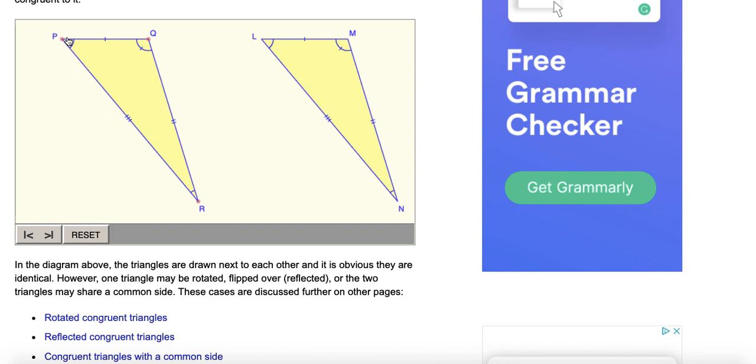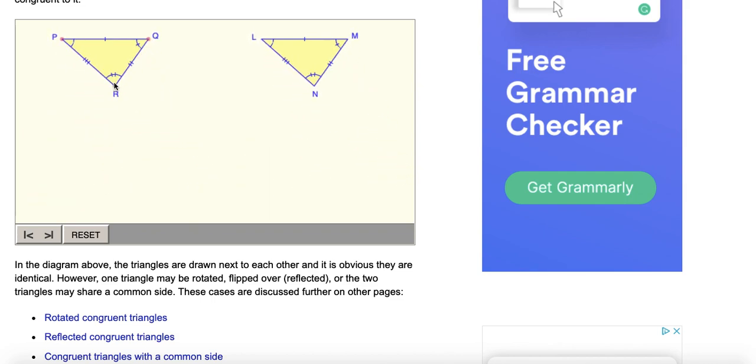You notice that angle P here is congruent to angle L right here. Angle Q here is congruent to angle M. And no matter how I move these triangles, even if it looked like this, angle P is always going to be congruent to angle L, and angle R is always going to be congruent to angle N. Now notice the markings: angle P has just one line, Q has a line and another line through it, R has a line with two lines across it, okay?